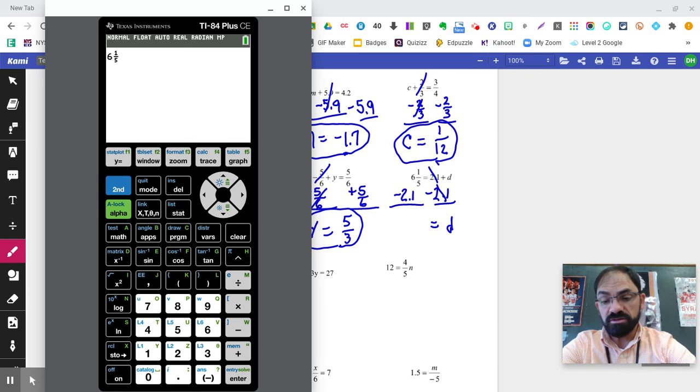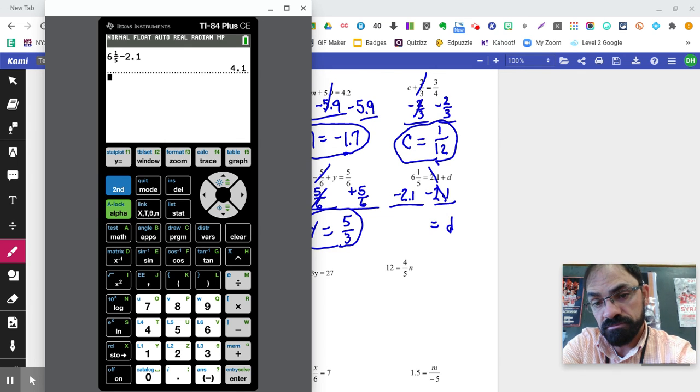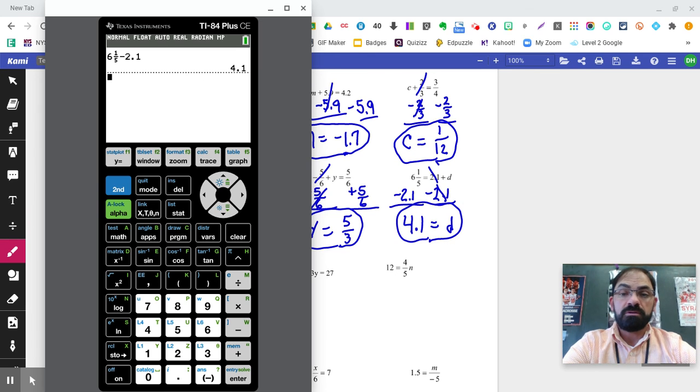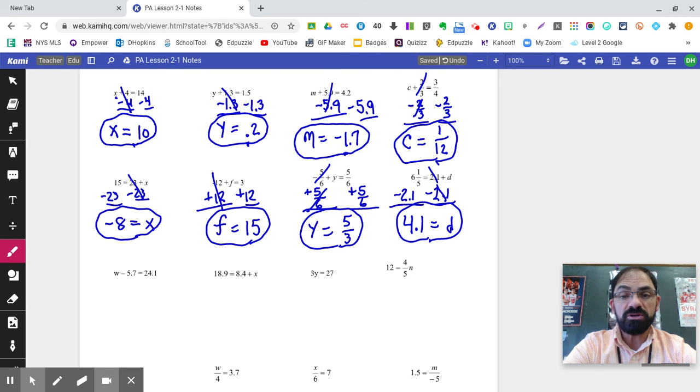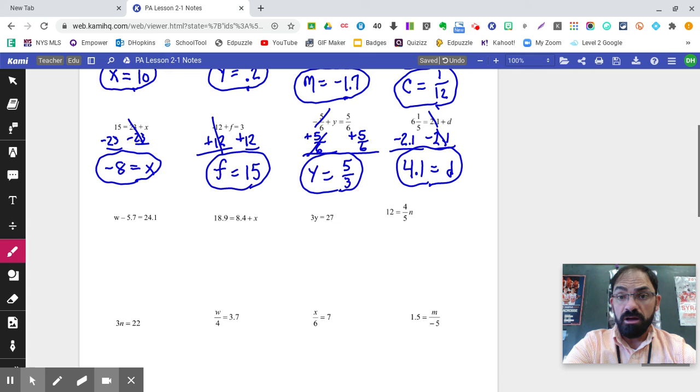And then I want to subtract 2.1. So minus 2.1, hit enter. 4.1 is my answer. Okay, so we have learned how to use our calculator. We learned how to solve one-step equations so far.